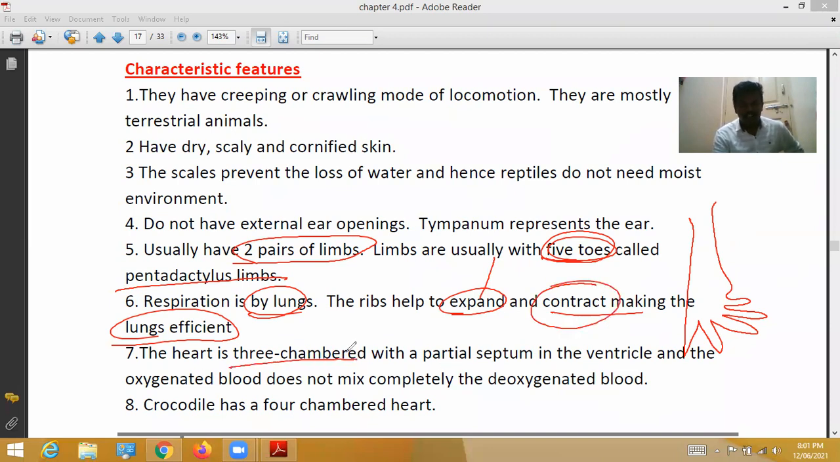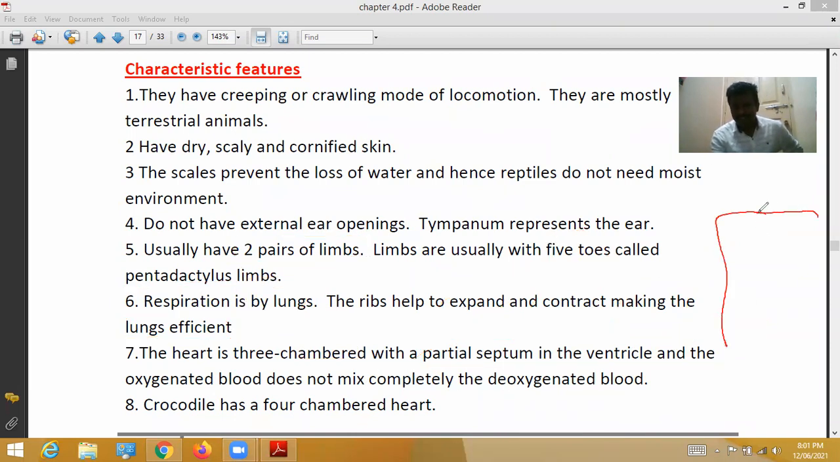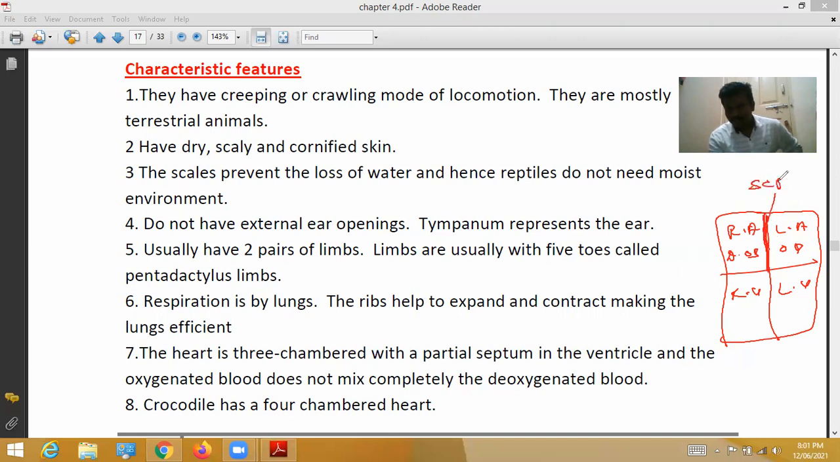The heart is three-chambered with a partial septum in the ventricle, and the oxygenated blood does not mix completely with the deoxygenated blood. Generally, reptiles have an incompletely divided four-chambered heart. This is the right auricle, left auricle, right ventricle, left ventricle. Here deoxygenated blood and oxygenated blood are separated by a vertical wall, and that vertical wall is called the septum.